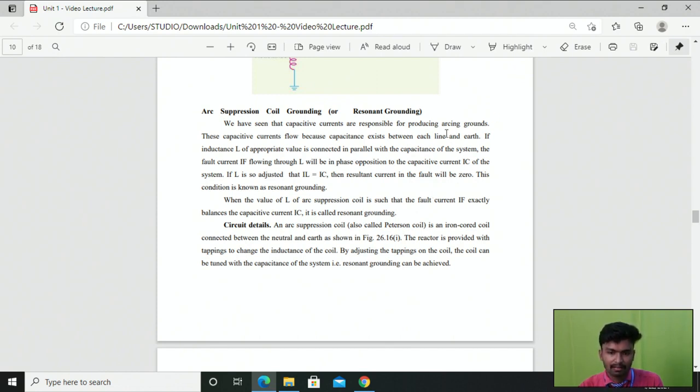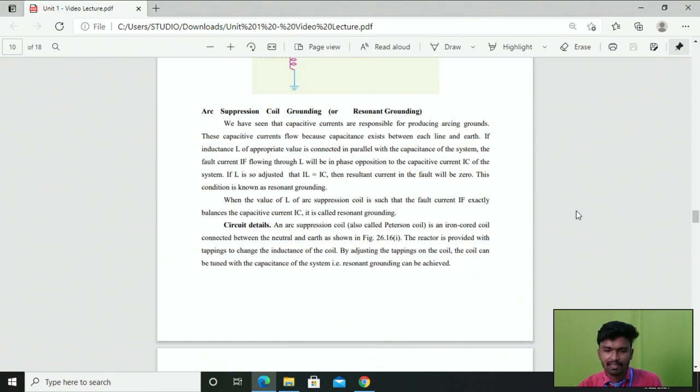That means arcing, right? These capacitive currents flow because capacitance exists between the line and the ground, right? And if an inductance L of appropriate value is connected in parallel with the capacitance of the system, the fault current IF, which starts to flow through the L, will be in phase opposition to the capacitive current of the system, right? If L is so adjusted that IL is equal to IC, then the resulting fault current will be 0. So this condition is called the resonance condition.